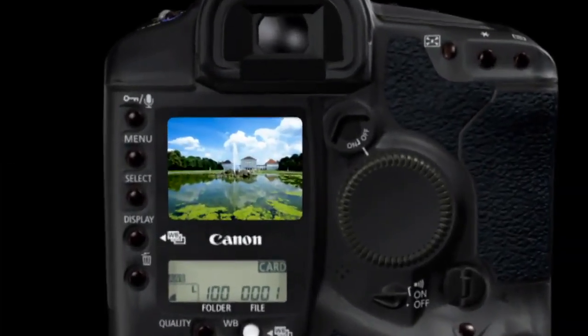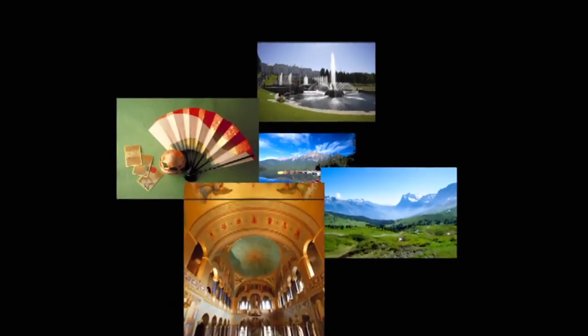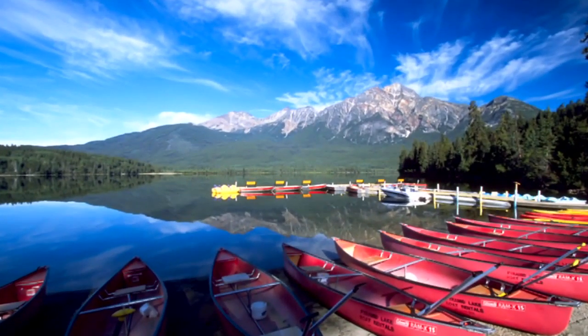Combining advanced design technologies with manufacturing technologies cultivated over many years, Canon continues its pursuit of the ideal lens.